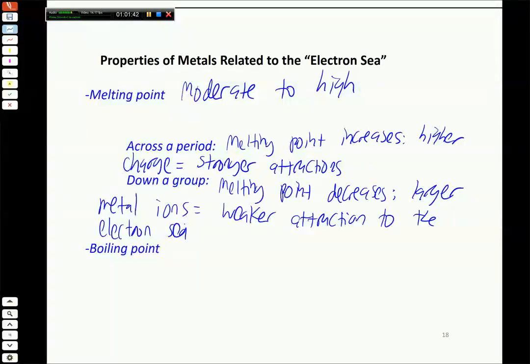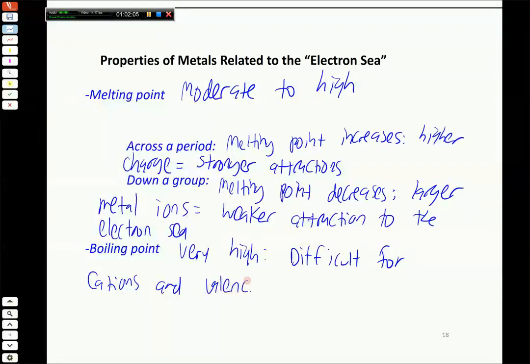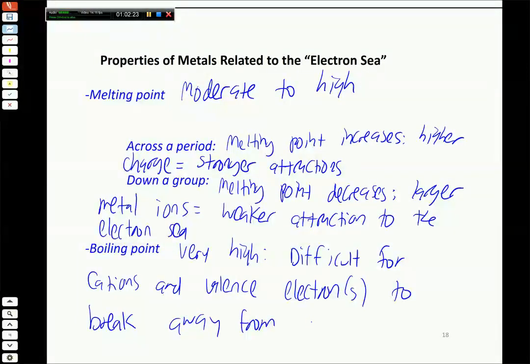If we talk about the boiling point for metals, those tend to be very high. That's because it's difficult to completely break those metallic bonds. It's difficult for the cations and the valence electrons to completely separate from each other. So you have to go to really high temperatures to take metals into the gas phase typically, because this delocalized sea of electrons is holding all the atoms together and preventing them from breaking apart from each other.